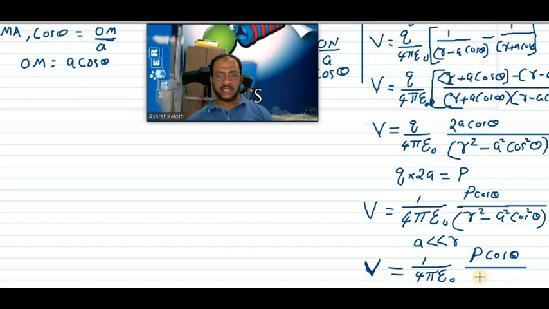Now all these values are given. Theta is the angle subtended by the point P from the center of the dipole. This is the final equation for electric potential at any point due to a dipole.